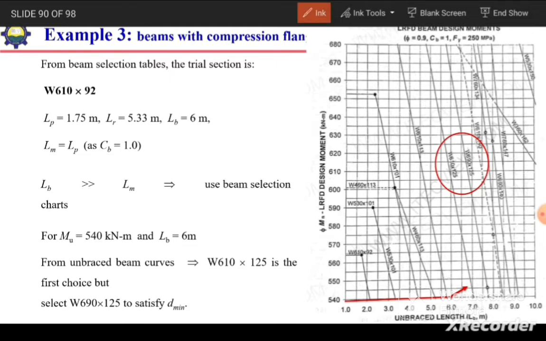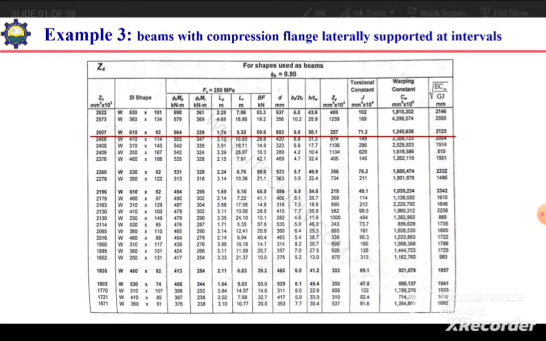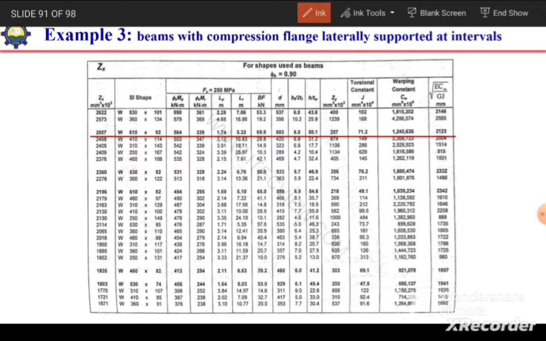So from the beam selection table, we need to select the trial section. So we can go into the beam selection table. Here we see our requirement of section modulus is 2400 and D is 682. So this section, W250 into 167, satisfies the criteria of Zx, and if we see its D minimum, it is 289, which is significantly lower than this value. So we need to select some upper value.